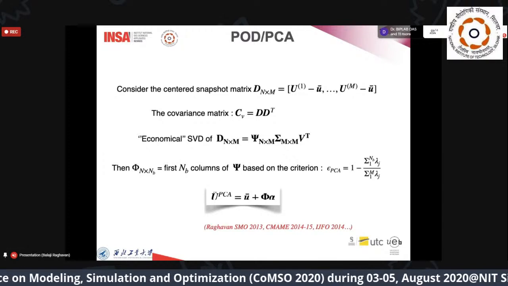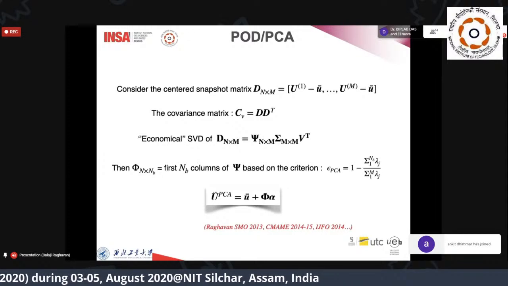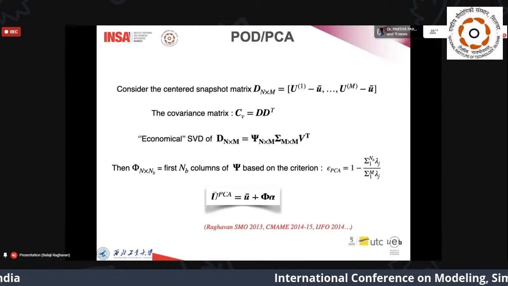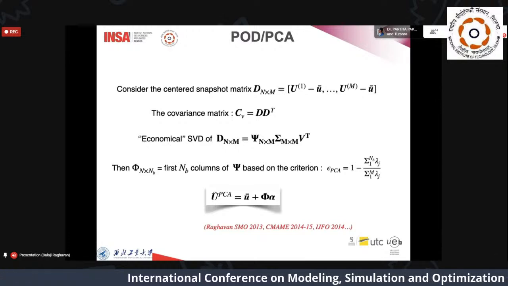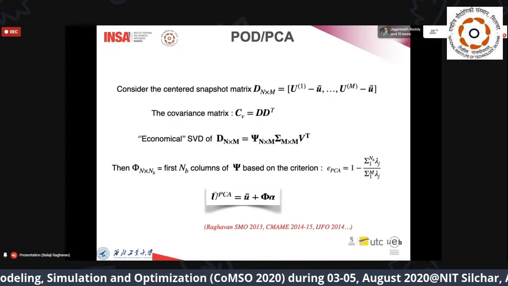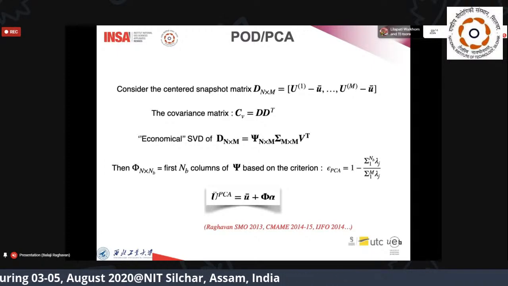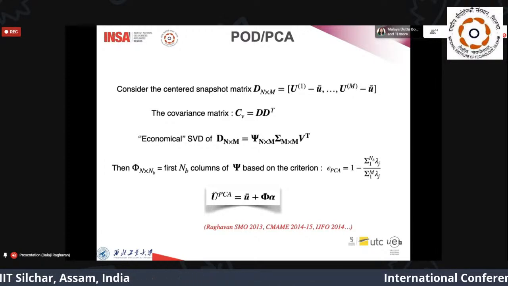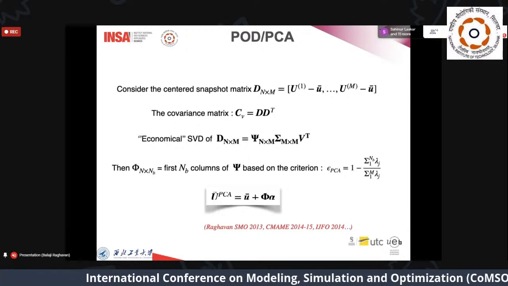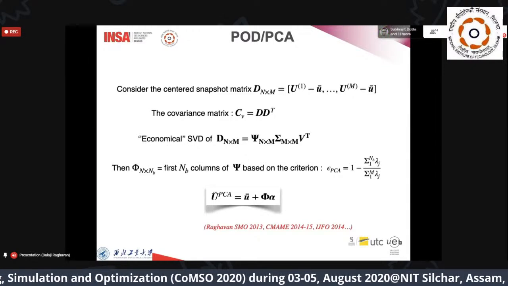Now, the first NB columns of psi are going to give you, and how do you choose these NB columns? Based on the most energetic modes after the singular value decomposition, and you use this so-called energy criterion to decide how many modes to retain, NB modes out of M snapshots. The first NB columns of psi are going to be your phi, which is the basis matrix, retained for generating the reduced order model for you.